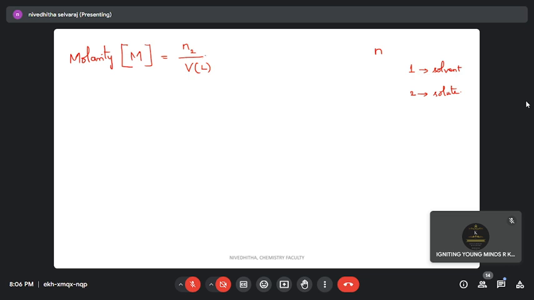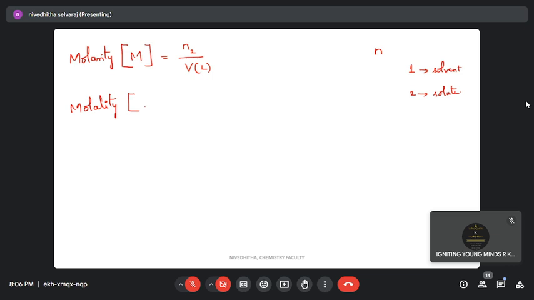I've written just V. V represents volume, and in the subscript I didn't write anything. So what does that mean? That is the volume of the solution. So in the subscript, if I write 1, that represents solvent. If I write 2, that represents solute. If I don't write anything, that parameter represents solution. So molarity is nothing but the number of moles of solute present in 1 liter of the solution. That's it. Then we'll move on to molality.